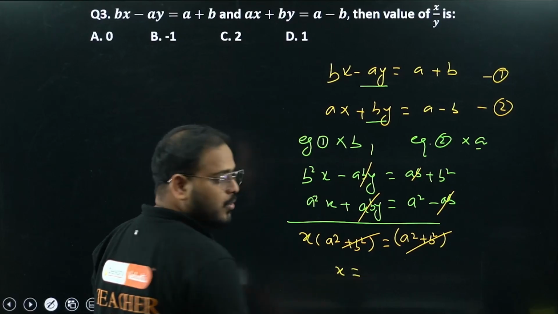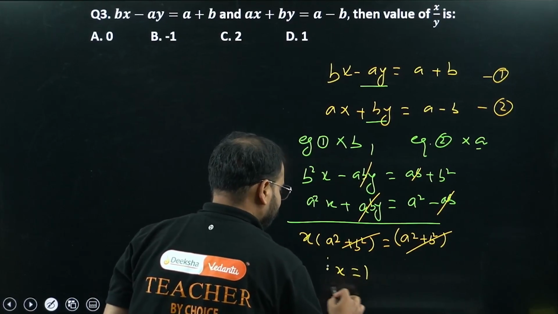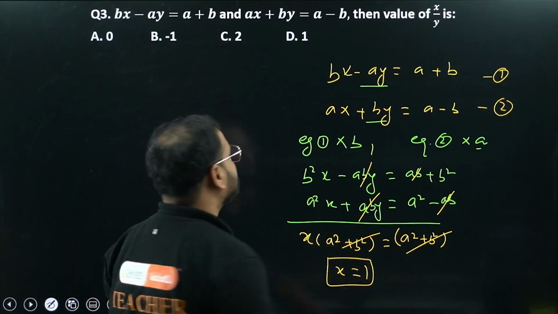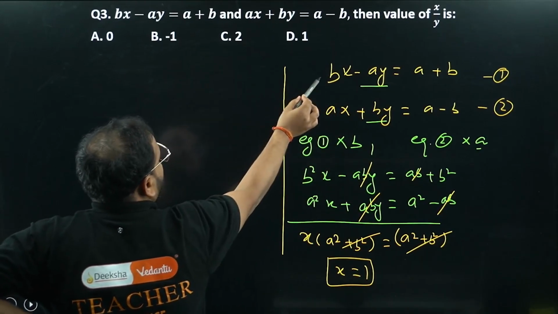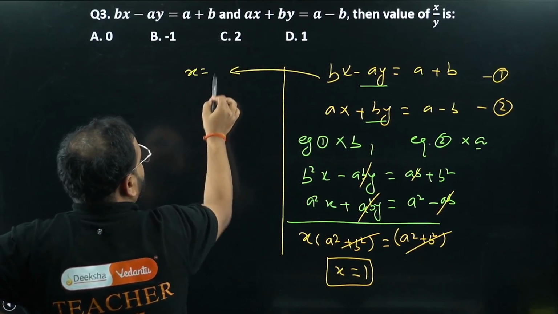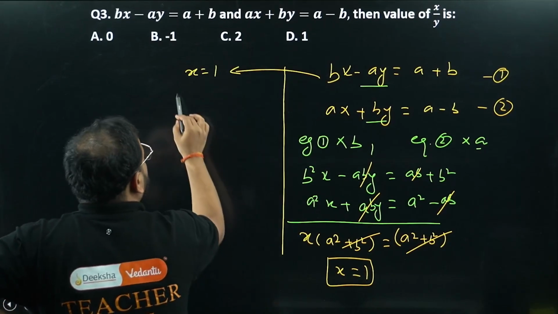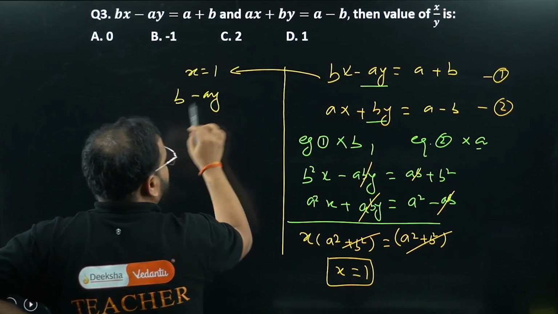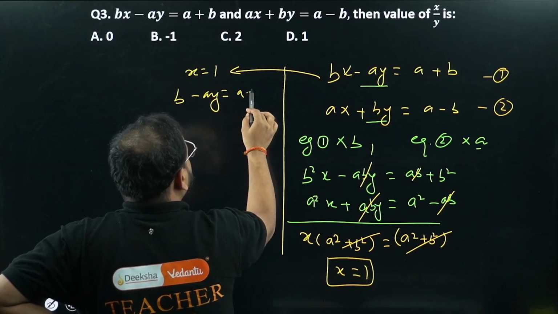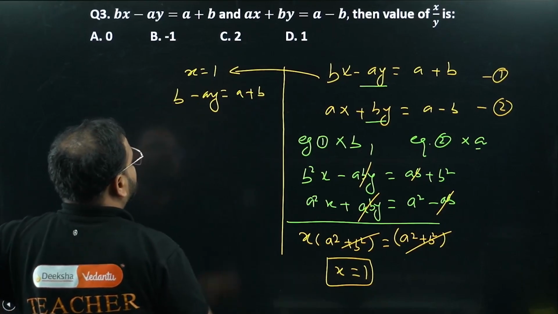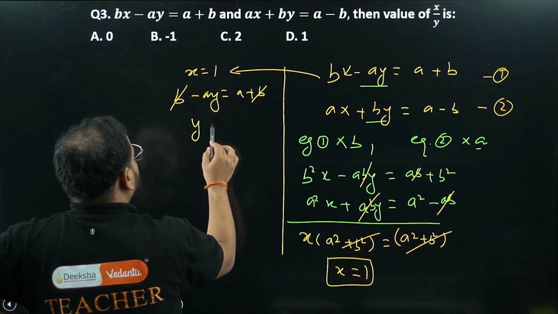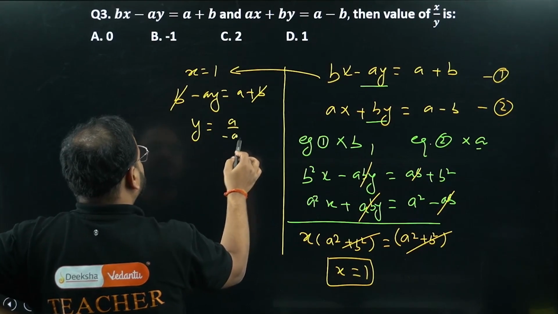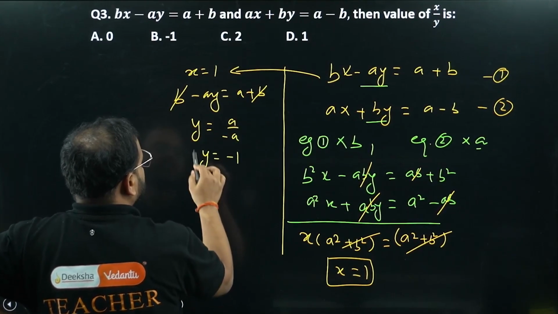X is equals to 0? No sir, 1. X equals to 1. Please don't write it as 0. Now put x equals to 1 in first equation. So I get b minus ay equals to a plus b. Alright, cancel b and b is gone. I get y equals to a upon minus a. So what is y equals to? Simply minus 1.